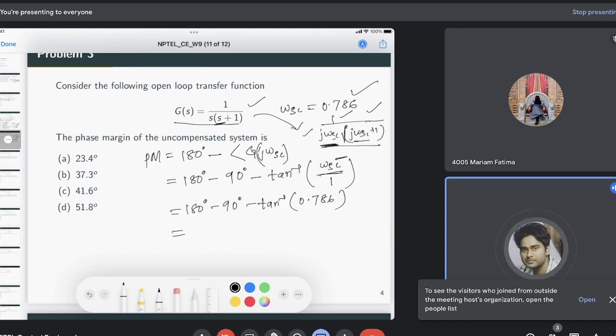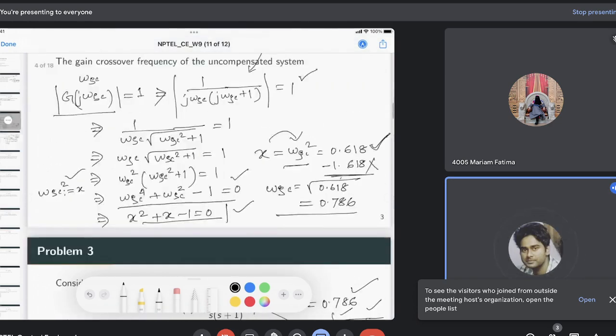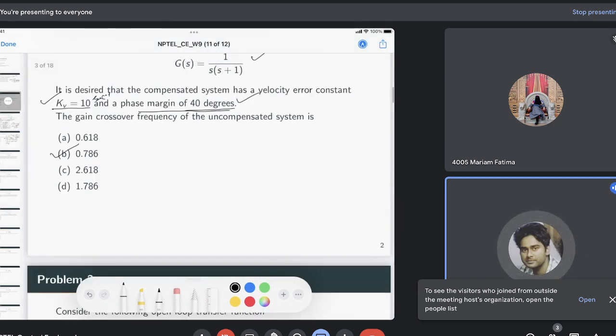So we have 51.83 degrees, okay, 51.8 degrees. So this is the phase margin of the original uncompensated system. Okay, so it's actually good, better than what we want, but still we have not met the steady state specification. So first we meet the steady state specification by increasing the gain.